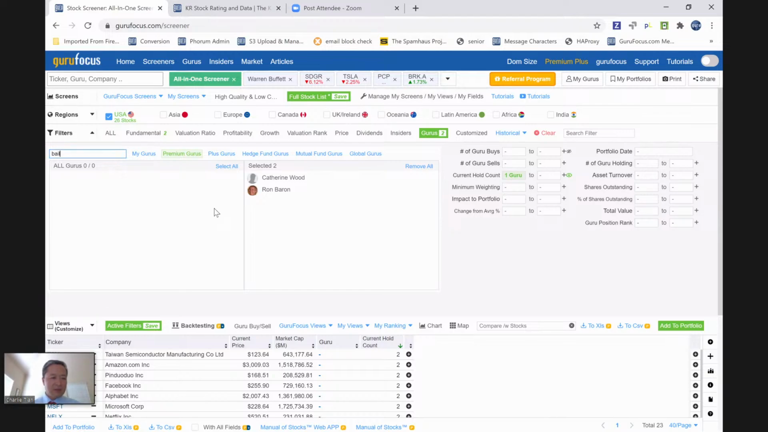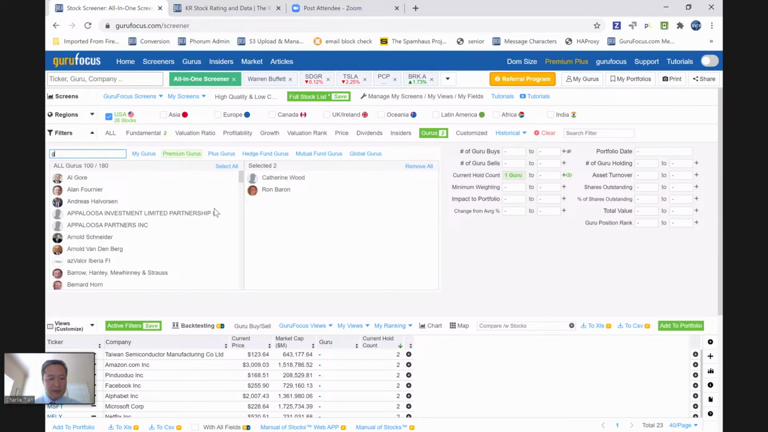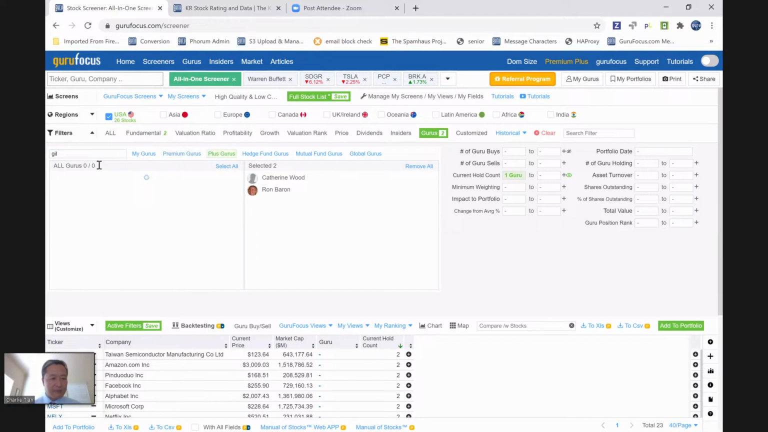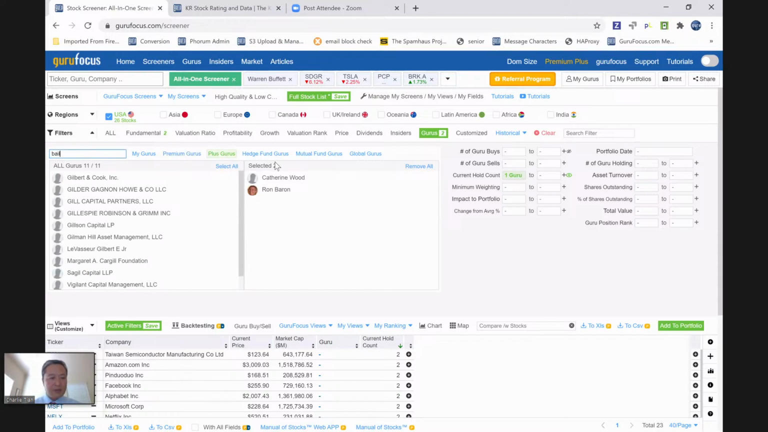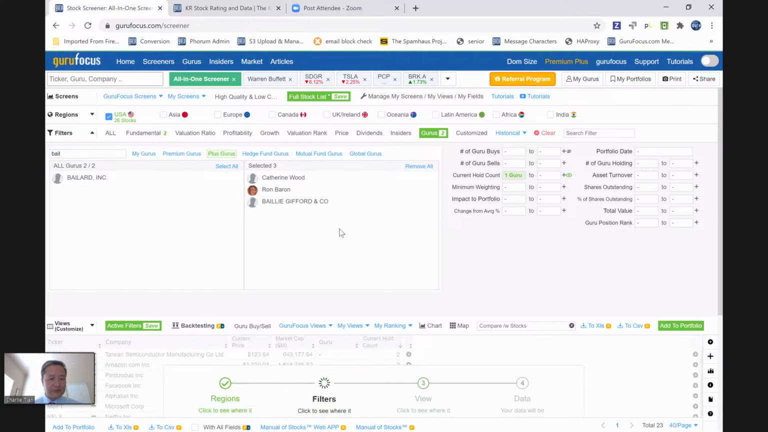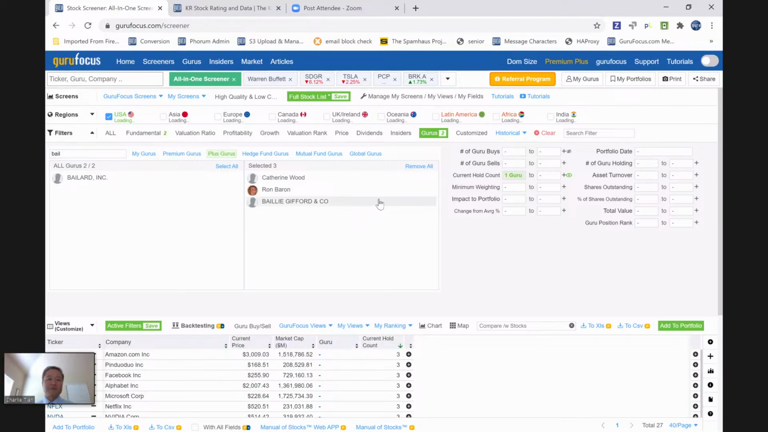Gifford. This is a British firm, Baillie Gifford. Now here I have three gurus: Catherine Wood, Ron Baron, and Baillie Gifford. Baillie Gifford is a firm based in the UK. It has more than 100 years of history and a tremendous track record for investing.